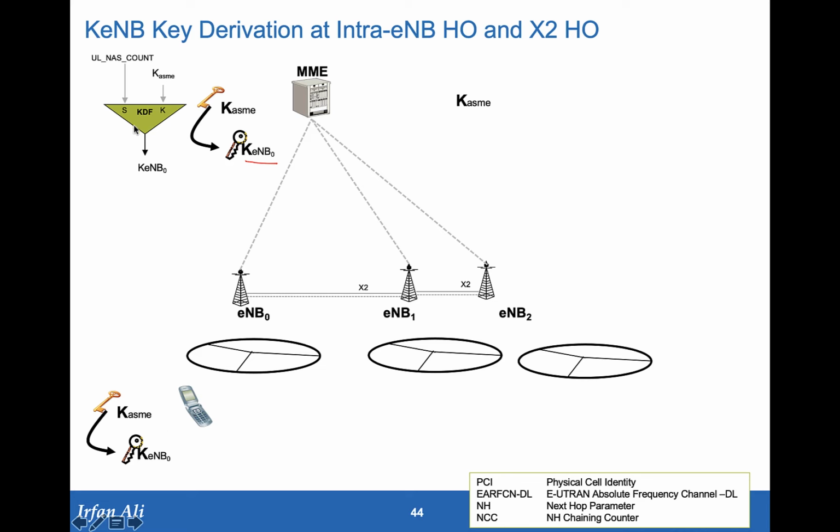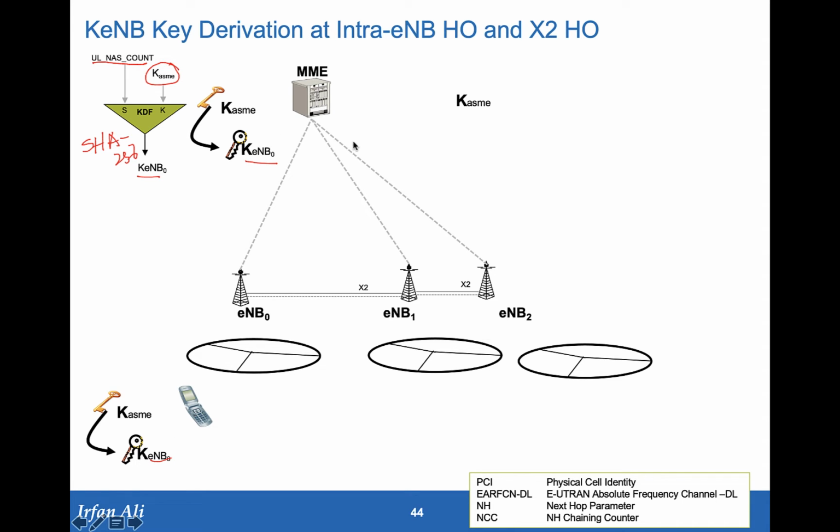The key derivation function is actually just a secure hash algorithm with 256 bits, which takes the key, KASME, and a sequence whose main part, for all practical purposes, is the uplink NAS count. There are other things involved too, but from a conceptual point of view the main parameter is the uplink NAS count, which the MME has, and the UE also knows after the security mode command has been successfully completed. So they both have the same count, use the same uplink NAS count and the KASME, and come up with KENB both at the UE and in the network.